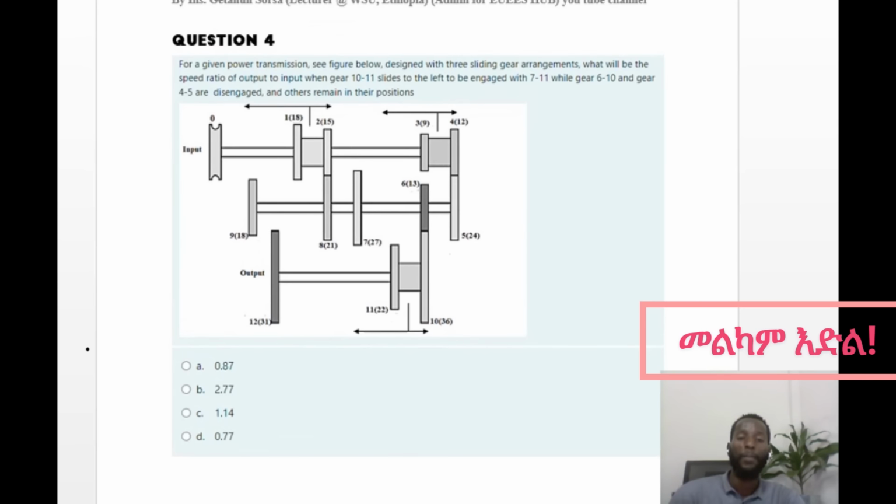The next question: for a given power transmission, see the figure below. In this figure, designed with the sliding gear arrangement, what will be the speed ratio of output to input when gear 10-11 slides to the left to engage with 7-11, while gear 6 and 10 and gear 4 and 5 are disengaged and others remain in their position?